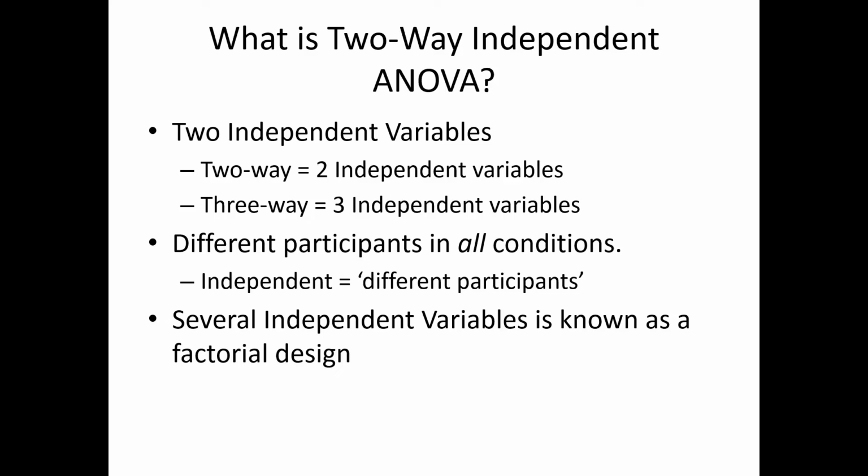A three-way ANOVA has three independent variables, and by using independent in the sense of research design, we're talking about the participants are in all different conditions. So independent variable also means like the predictor variable, but if we say the ANOVA is independent, what we're really meaning is between subjects, where everyone is in a different condition. And remember that conditions are the combinations of levels. Several independent variables is known as a factorial design.